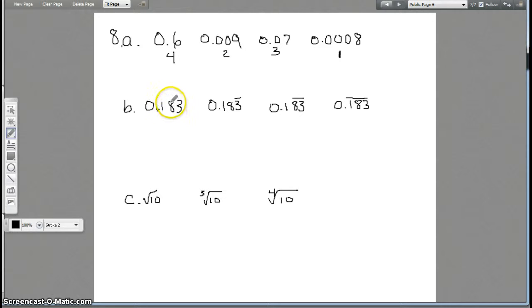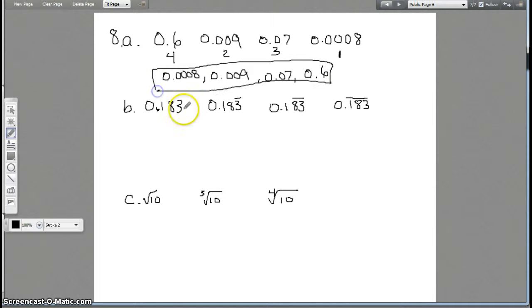So you should actually write these numbers in order from smallest to largest. So you should go and then write them all out in order: 0.0008, 0.009, 0.07, and then 0.6. It's not done until you actually write them all out in order. If you just write them in the scrambled order that they're originally listed in and label them 1, 2, 3, and 4, that's not good enough. You do have to actually write them out in order.